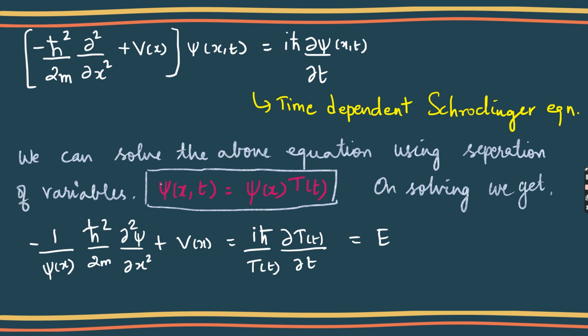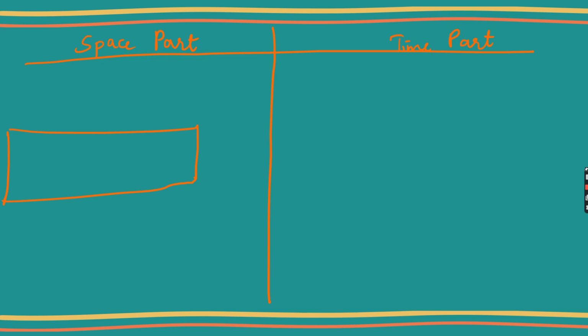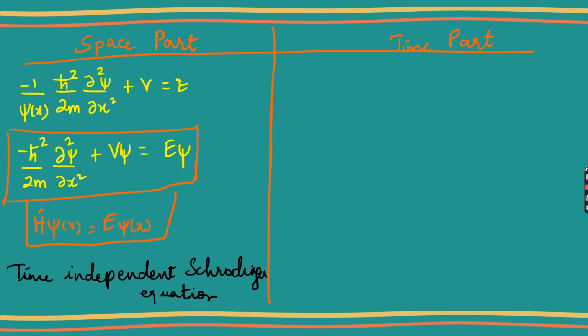Now the next step will be to equate it to a constant. So I'm equating it with a constant over here, which is equal to E. And I'm going to equate these two, LHS and RHS, to the same constant E. So this is a simple thing I'm going to do. So now we have a space part and a time part. For the space part, I am going to consider psi of x because I have separated my variables, that is my LHS. I am just solving the LHS over here, and the time part will be my RHS.